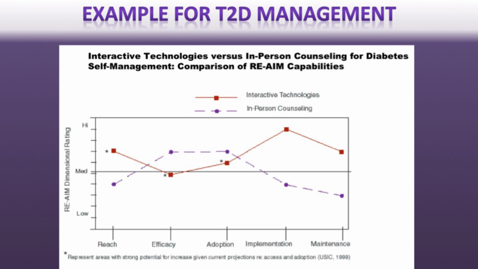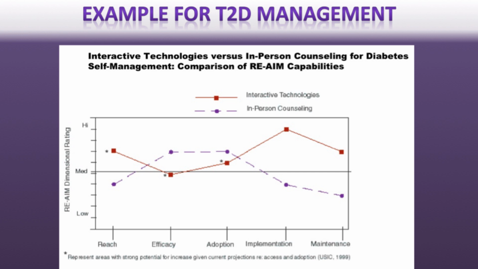Adoption is something that might be a little bit harder to do across different locations in terms of technologies. This was actually created in 1999, but now transferring electronic technologies around to different locations is much easier. So I would suspect currently adoption is probably higher for these interactive technologies.